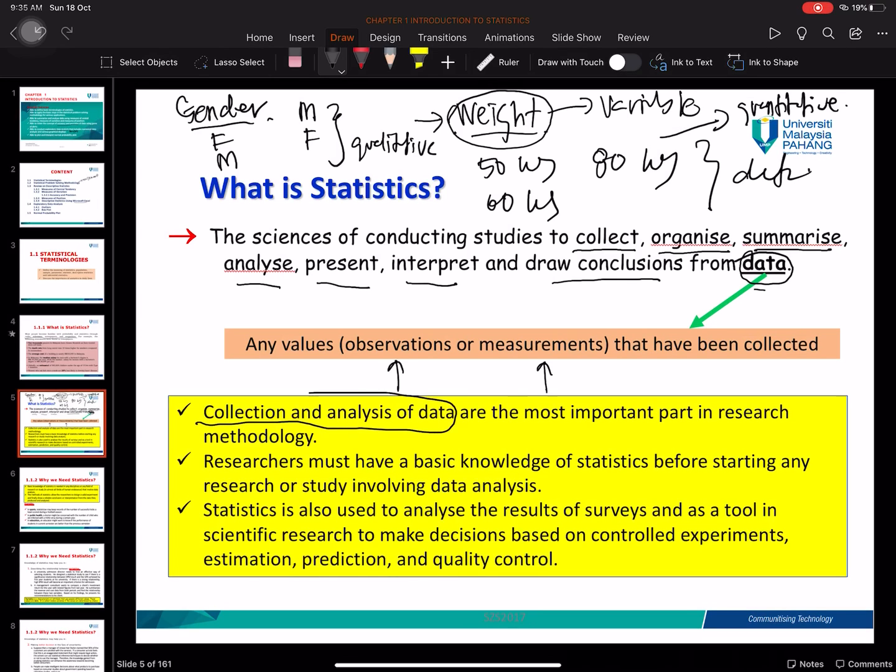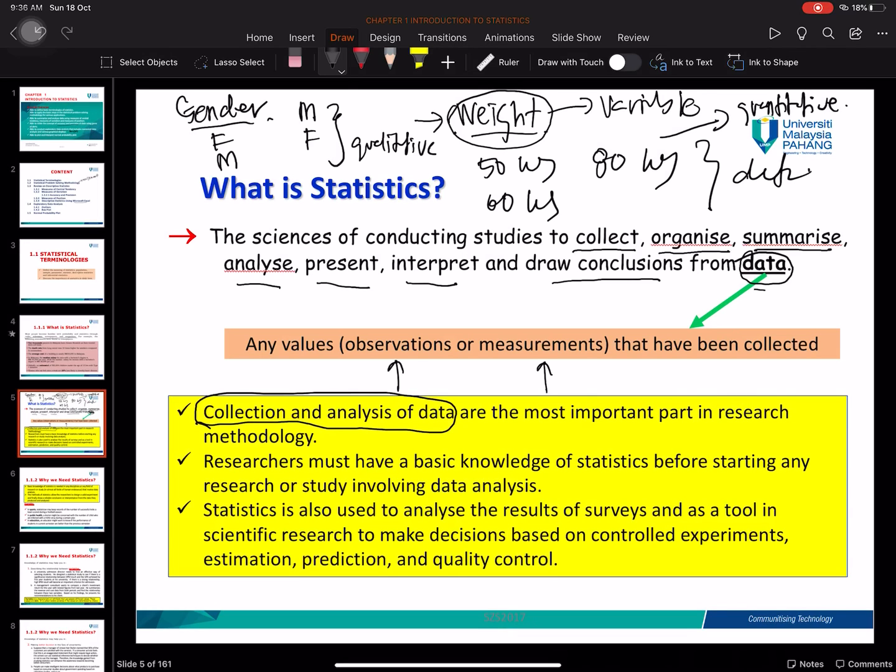Collection and analysis of data is important in the research methodology. You will discuss later how to collect the data, what method we need to use. How we are going to collect the data must represent the objective of our research, so that we will have good data when we collect it. Similarly, when we analyze the data, we have to make sure that we choose a correct method that reflects our problem.